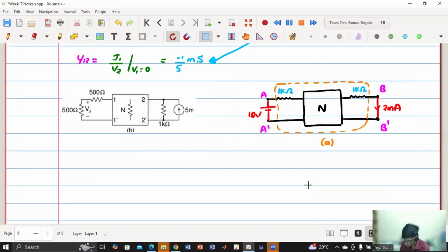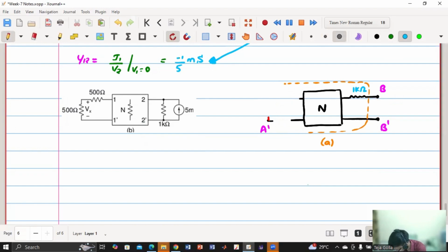So this is my circuit. Let me just redraw that circuit. First of all, this 1 kilo ohm, let us erase. They have written it in terms of two 500 ohms: 500 ohm, 500 ohm. So this is my two terminals A and A dash. Now I'm going to do V1 equals to 0, right? V1 equals to 0 is nothing but this gets shorted. This is shorted, and this is my direction of I1. Agree? Or do you have any queries?